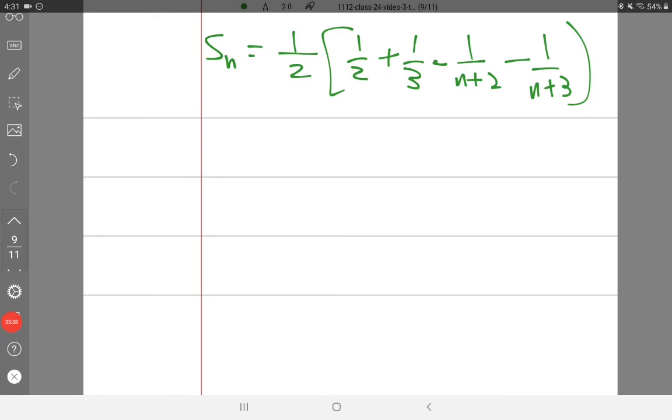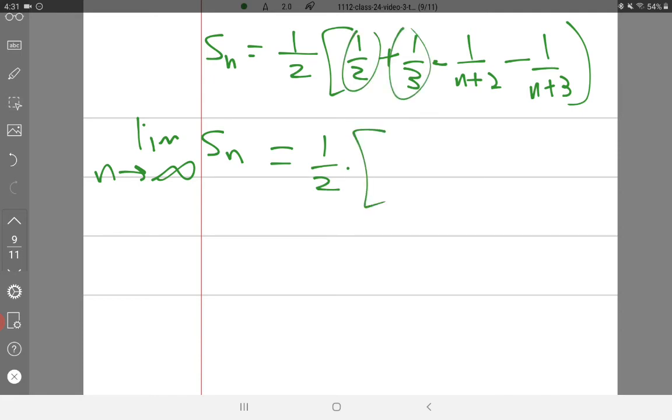Okay, so from this, Sn is 1/2 times (1/2 plus 1/3 minus 1 over n plus 2 minus 1 over n plus 3), and I am now seeking a limit of this expression. What happens as n goes to infinity, as I take a longer and longer running total, as I look farther down the sequence of partial sums, and I ask, what's the limit of this expression, Sn, as n goes to infinity? Well, I'm going to have 1/2 times something.